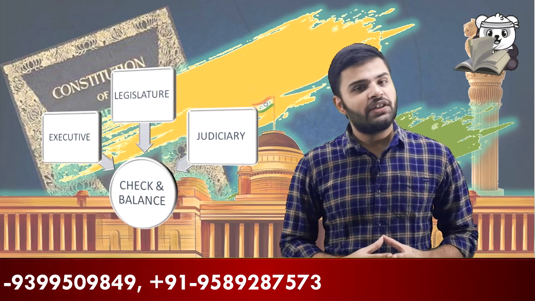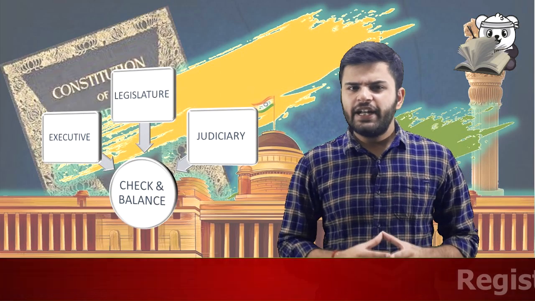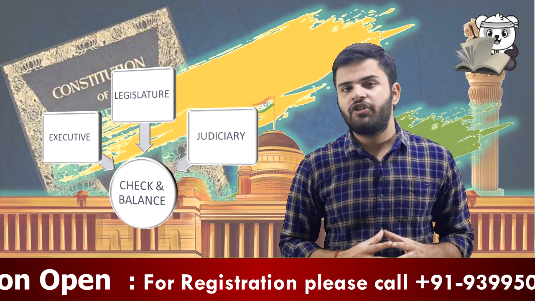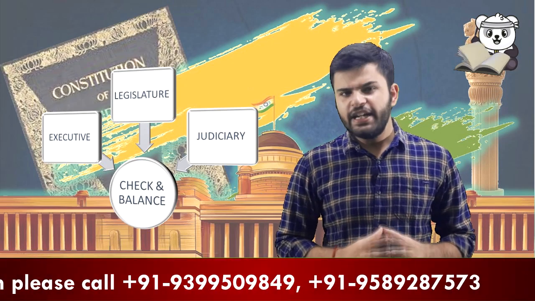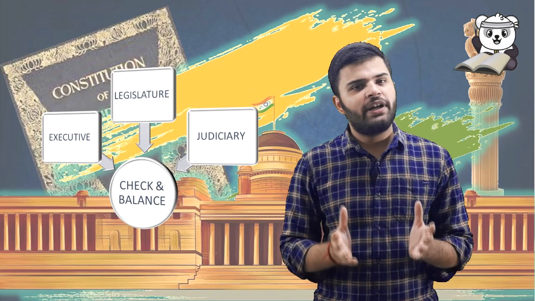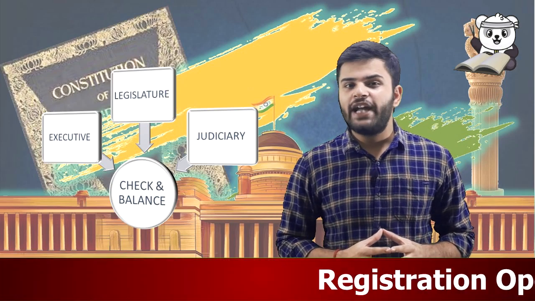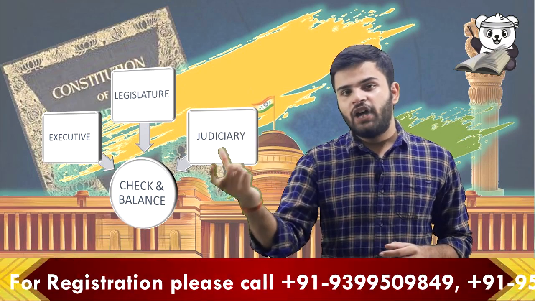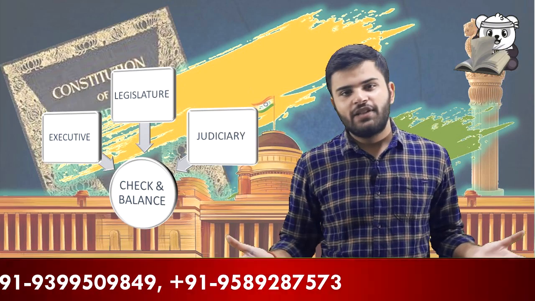We say that all the 3 organs of the government, in India, there is no strict separation of power like United States of America. We will discuss it further in the further lectures. But in India, all the 3 organs of the government are institutionalized to create a check and balance, where one organ of the government checks the power of the other organ and maintains the balance of power.